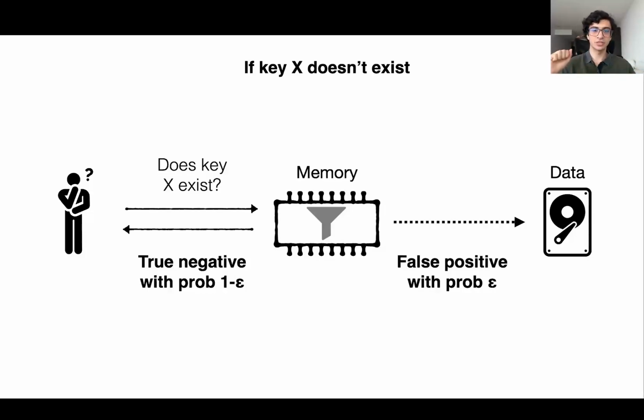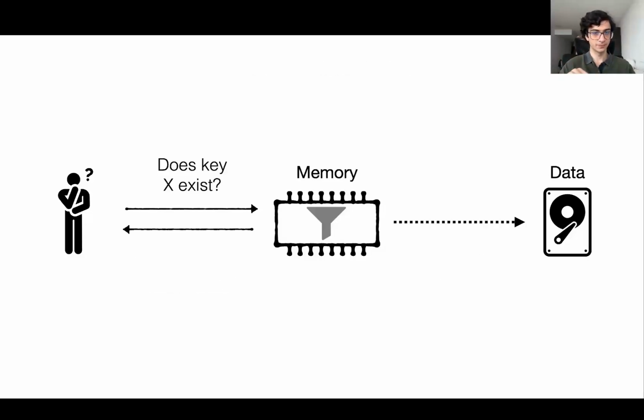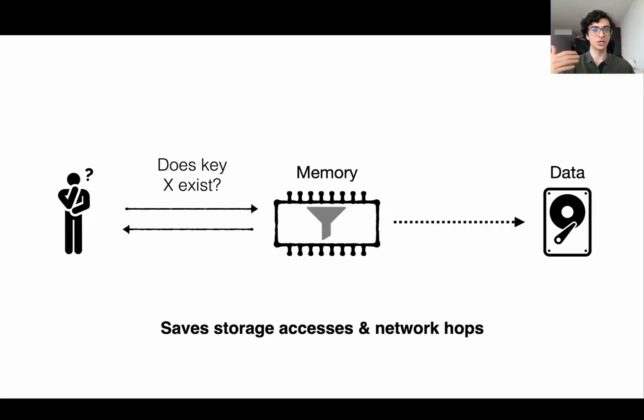The probability of this event happening is known as the filter's false positive rate, which is usually denoted by epsilon. This false positive rate is tunable. The more memory we give the filter, the lower we can drive the false positive rate. Because filters return true negatives most of the time for non-existent keys, they're used all over computer science to save storage accesses and network hops, yielding massive speed improvements.